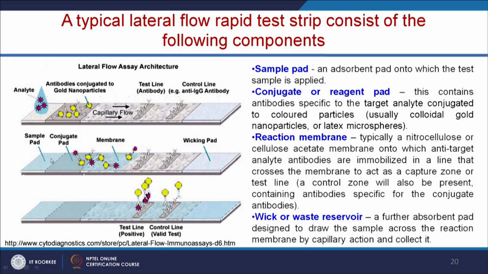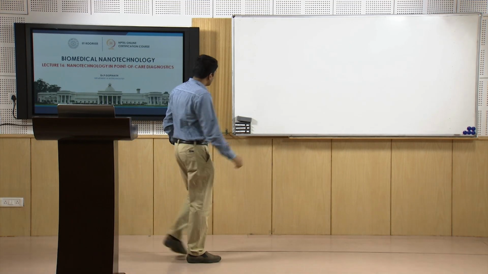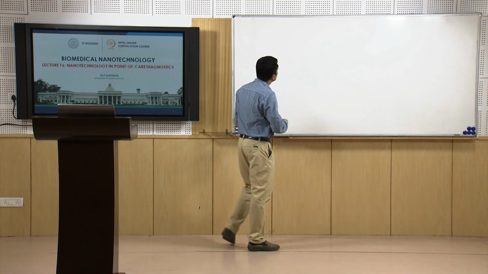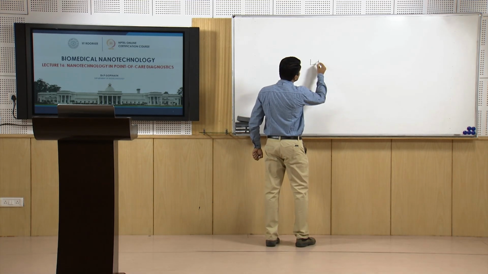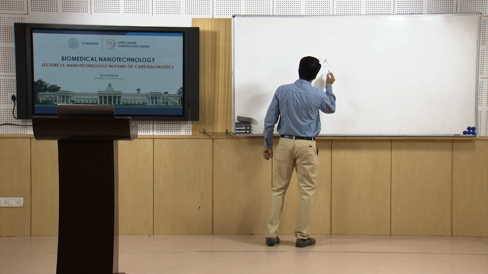When you add the sample, the antigen present in the sample will bind with the antibody in the conjugate pad, and it will move towards the test line. In the test line, this antigen will be sandwiched between two antibodies. All the unbound antibody will move to the control line, where an antibody reaction will happen. Let me explain the lateral flow assay one more time in detail, because most of the commercial kits are based on lateral flow assay.